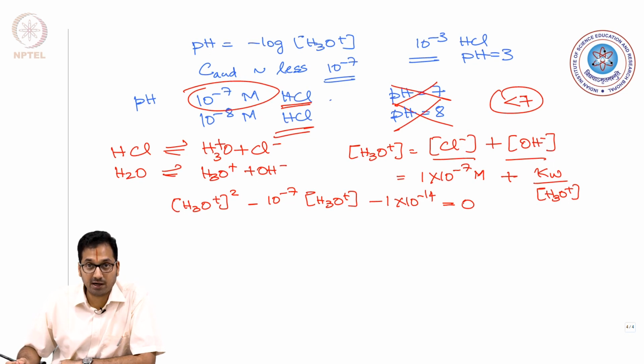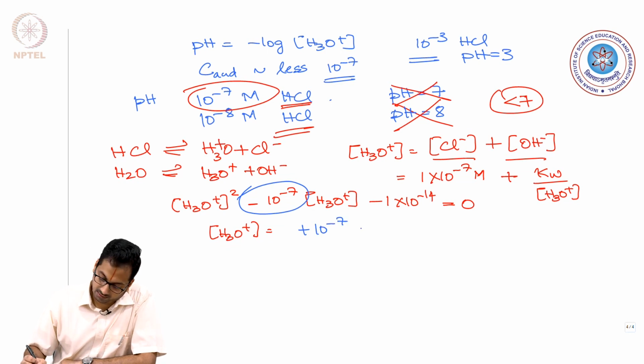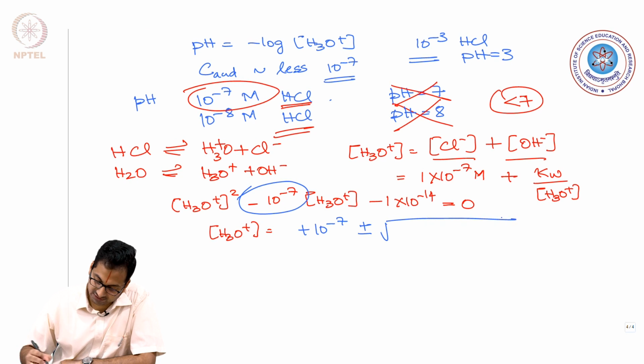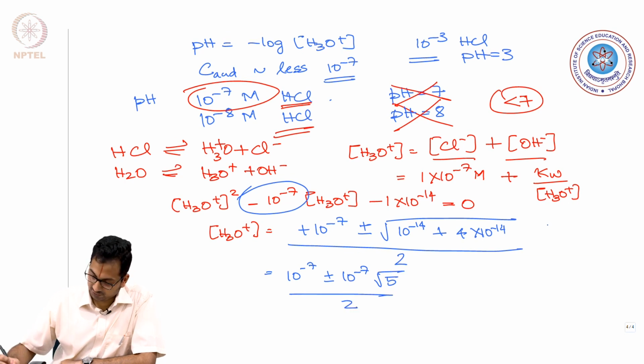is equal to 0. So, this is a quadratic equation which we can solve by trying to find the solution H3O plus minus B. So, it is going to be plus 10 power minus 7 plus minus square root of B square. So, that makes it 10 power minus 14 minus 4 times AC, minus of minus becomes plus 10 to the power of minus 14 divided by 2A. So, this, let us with quick arithmetic, square root of 5 is 2.236.